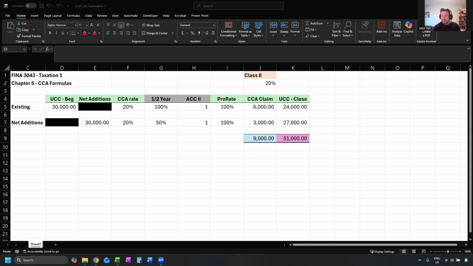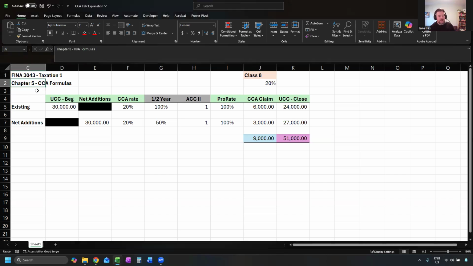Chapter 5 is called Capital Cost Allowance, or CCA. Capital cost allowance is the tax version of amortization. In accounting, when you buy an asset, it's very expensive and it's going to last a number of years. So you're going to amortize a certain amount each year. That's the amount that you're able to expense from its original cost.